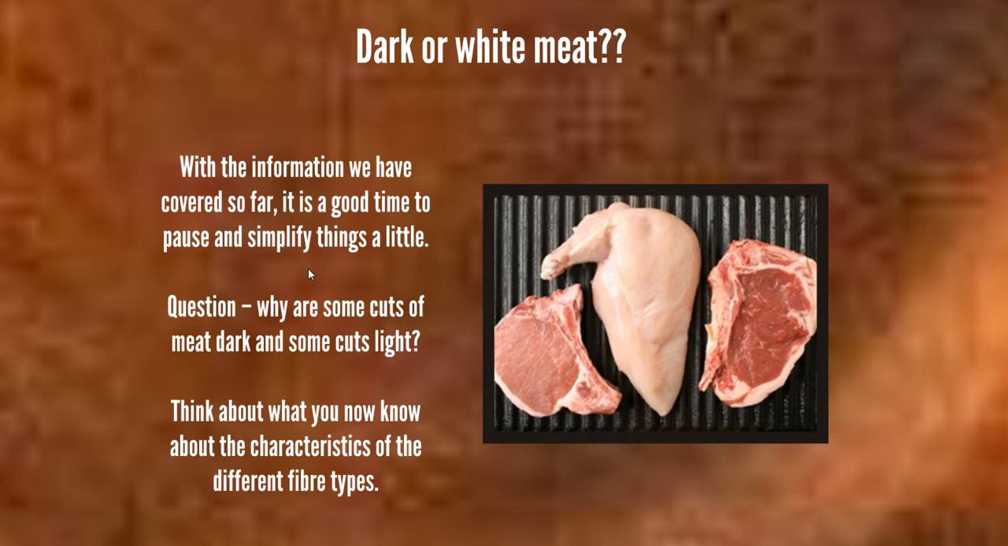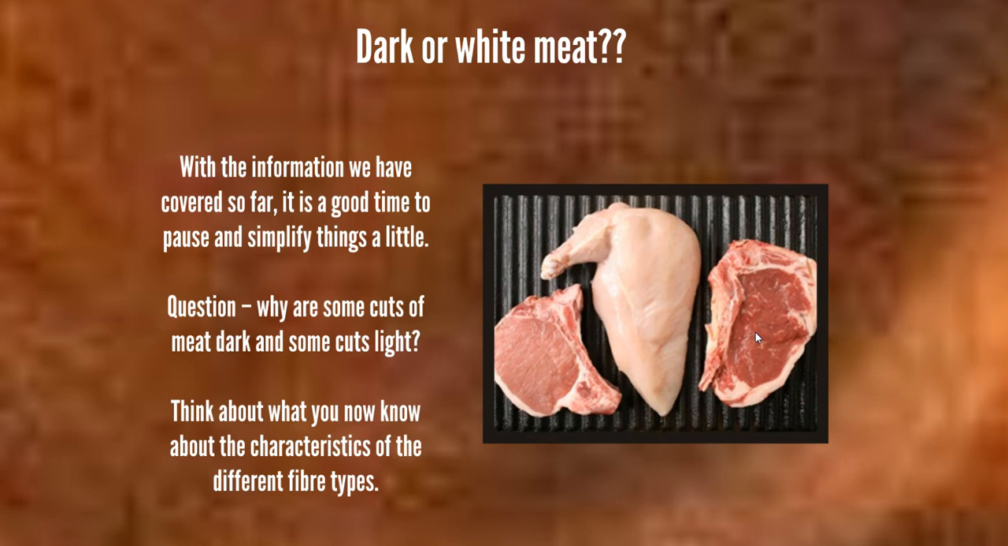Why are some cuts of meat dark and some cuts of meat light? Now we go back to fibre types, don't we? Let's start with beef. Where does beef come from? It comes from cows. What do cows do all day? They effectively stand and eat grass. So not much. If you've ever been chased by a cow or made a cow run, you'll know that cows aren't particularly fast or explosive. So that would indicate that the majority of their muscle is slow twitch muscle fibers.